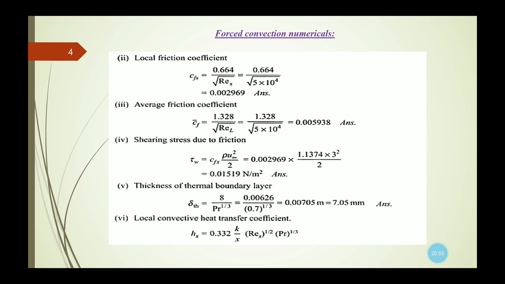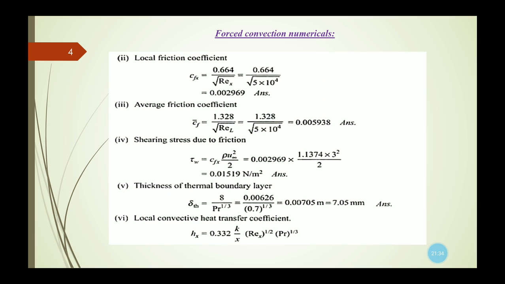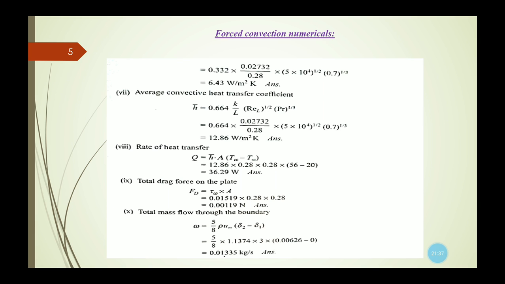Next, to calculate the local convective heat transfer coefficient, we need to use the Nusselt number formula, which is 0.332 Reynolds number to the power half and Prandtl number to the power 1/3. Here we have directly implemented the relation of the Nusselt number in terms of the convective heat transfer coefficient, which is Hx by k. So the local convective heat transfer coefficient Hx equals 0.332 k by x, root under Reynolds number, and cube root Prandtl number. Now putting all the values in this numerical, we can calculate the local convective heat transfer coefficient, which is 6.43 watt per meter square Kelvin.